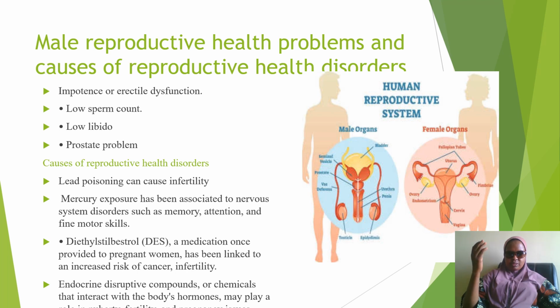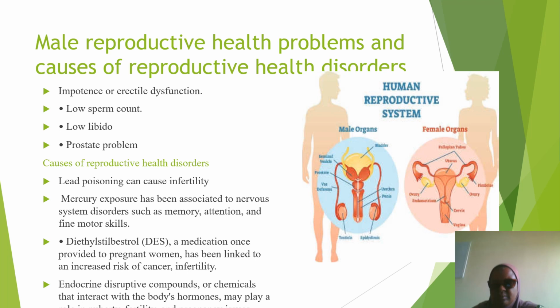So, endocrine disruptive compounds or chemicals may also affect the hormones. They may prevent pregnancy and they may cause complications during pregnancies. Here is the structure of the reproductive health. This is for the women and this is for the men. You can see the parts. This is for the men and this is for the women, sorry.